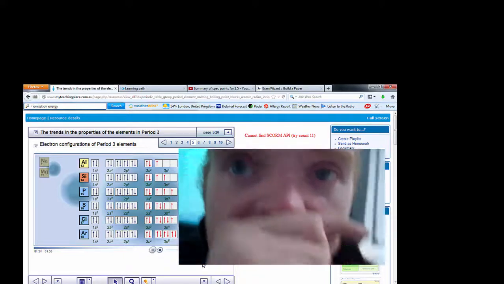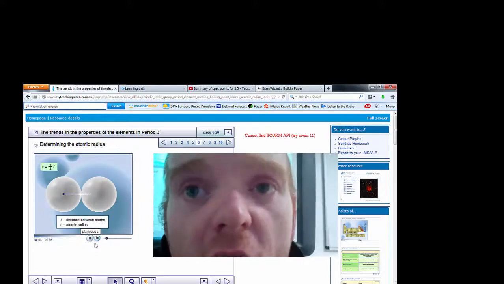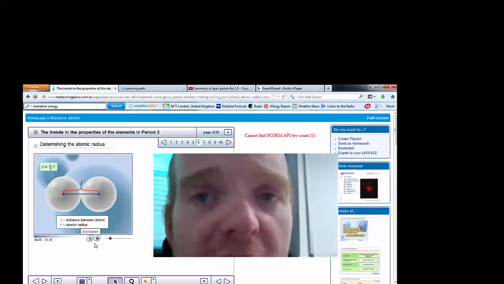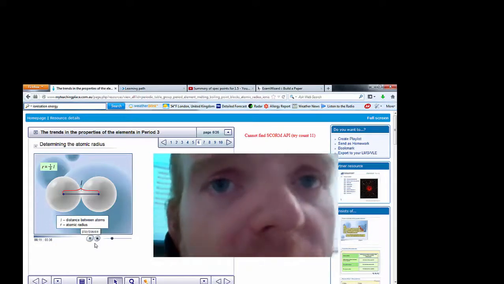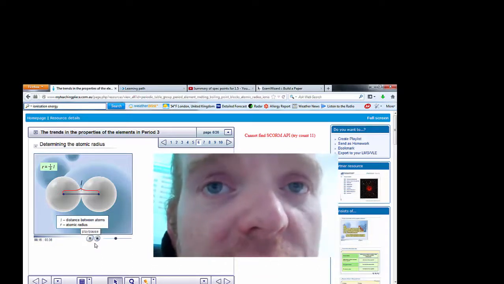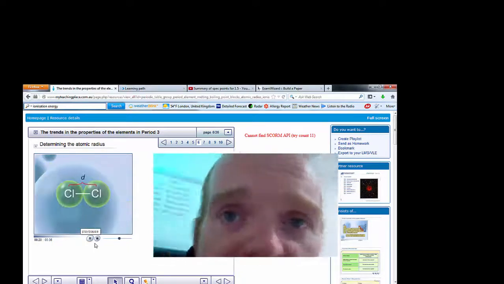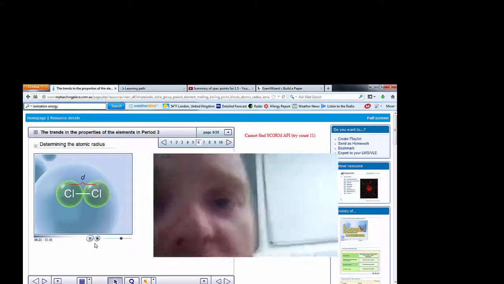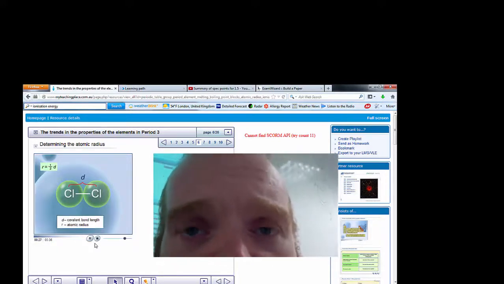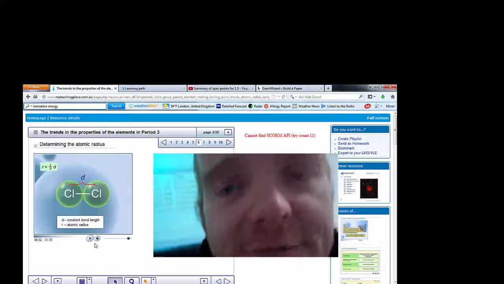We can measure the atomic radius in a metallic bond as half the distance between the 2 nuclei. So, for example, in magnesium, it's half the distance between the nuclei of the adjacent magnesium atoms, whereas in a covalent molecule such as chlorine, it's half the distance of the bond length. So the atomic radius is half the distance of the bond length between the chlorine atoms.